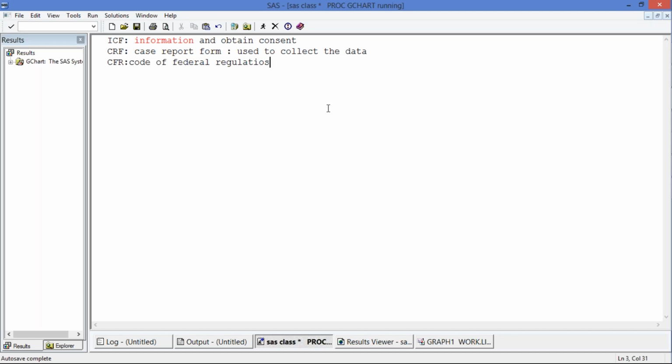Let's say Title 1, one topic. Title 2, one topic. Title 3, one topic. Title 4, one topic, like that. So Title 1, General Provisions. Title 2, Grants and Agreements. Title 3, The President. Title 4, Accounts. Title 5, Administrative Personnel, like that.